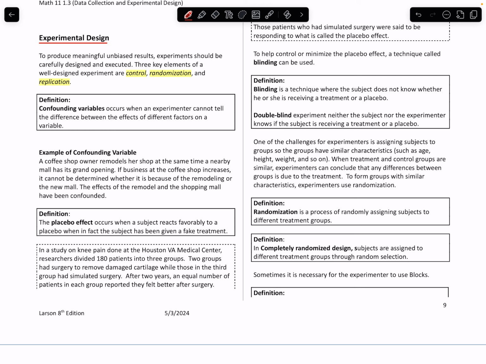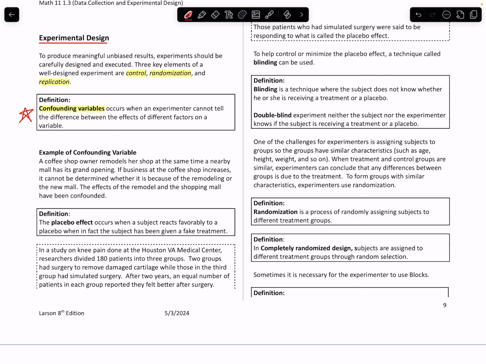So first, when we look at control, making sure that we have control over everything that's happening, the huge thing we want to look for is something called a confounding variable. Confounding occurs when an experimenter cannot tell the difference between the effects of different factors on a variable. So I'm doing something in particular, I have this study, they get a specific treatment, but I can't really tell, was it the treatment? Was it maybe the new medicine I gave them, or was it something else?